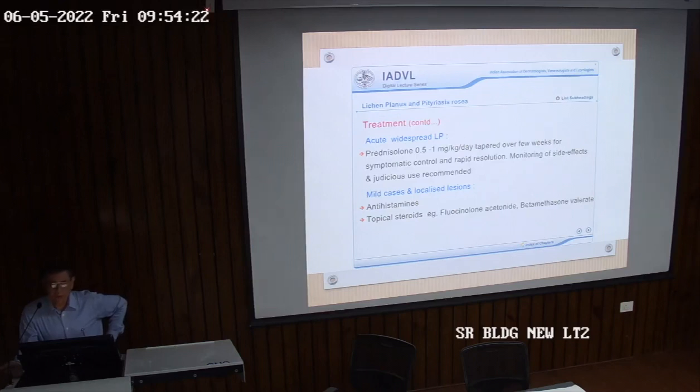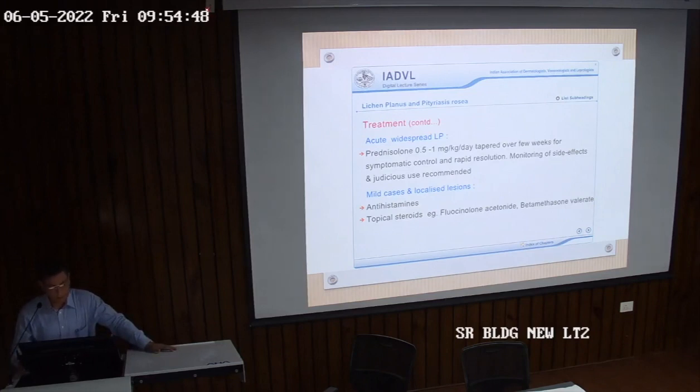Then buffalo hump type hump is created. Then moon like face is there. So this facies is typical of a long term oral steroid intake. Thik hai, ye padh ke aana. It's a very common question and everybody should know the use and the side effects of corticosteroids, both topical and oral.